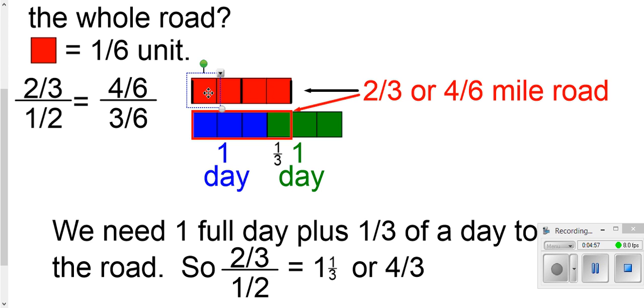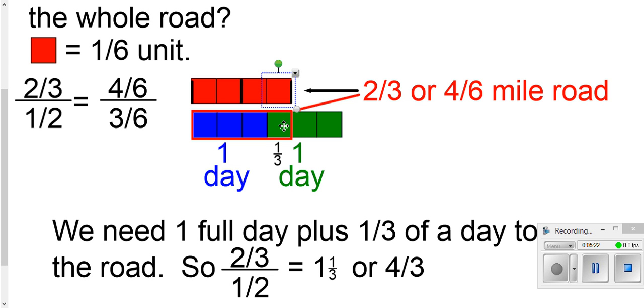So we have 4 of the 6's going across here. That's our road. And then we're dividing it by 1/2, which is 3 of the 6. So the first day we can do 3 of those 6 pieces. So you'll notice that's not enough to get the whole red road, so we actually have to come back for a second day. But you'll see we don't have to do the full second day to get all the way to the end of the red.